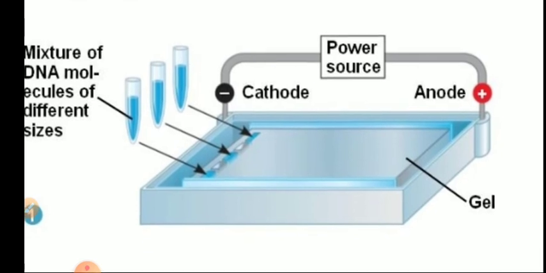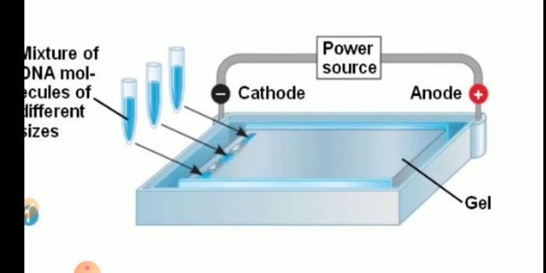You can see that there are wells and they contain blue color. Now when you are loading your sample, say for example DNA, it is colorless, and if you load the DNA directly, you will not come to know how far it has traveled in the gel, because the gel is also transparent. So usually it is mixed with a dye. Dye, being lighter in weight, will move faster.